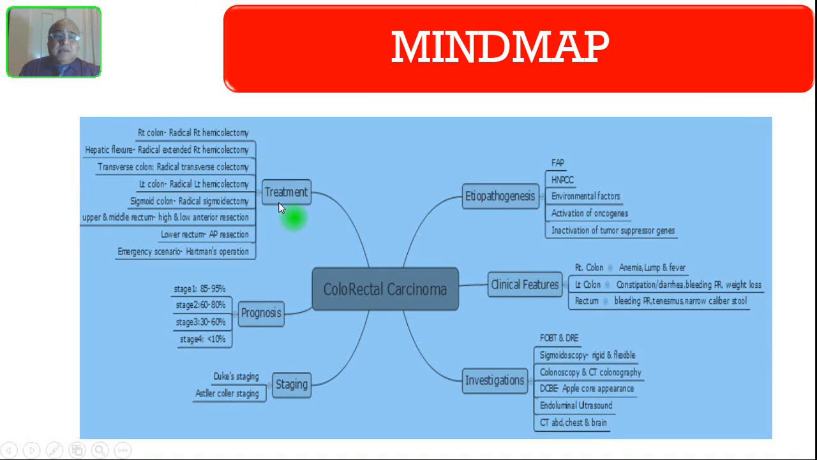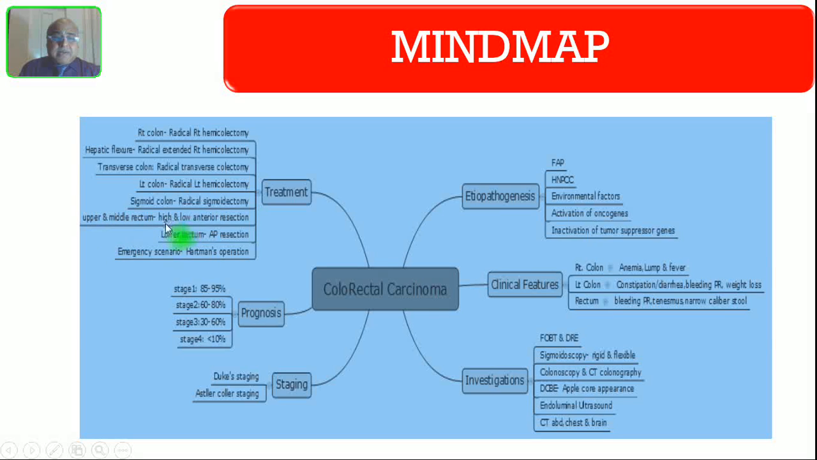Coming to the treatment, if it is right colon CA, you must do radical right hemicolectomy. If it is hepatic flexure CA, you should do radical extended right hemicolectomy. If it is a transverse colon carcinoma, you must do radical transverse colectomy. If it is left colonic CA, you must do radical left hemicolectomy. If it is sigmoid colon CA, do radical sigmoidectomy.